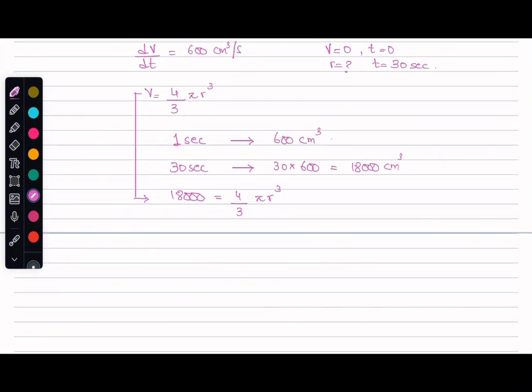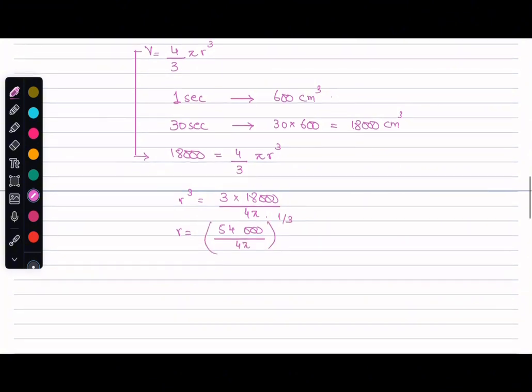So I can say that r cube equals 3 times 18,000 divided by 4 pi. Taking cube root on both sides, I can say that r is going to be 54,000 divided by 4 pi, and this is whole to the power 1 by 3. So from here I can get the radius, and this radius comes out to be 16.3 centimeters.